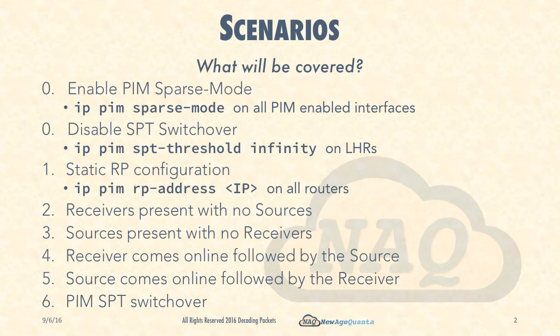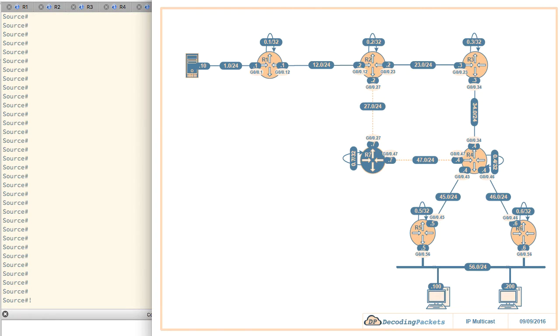And finally, we will touch the topic of PIM's shortest path tree switchover. So this would be the very last topic that would be covered in this demo. It's time to take a look at the topology next.